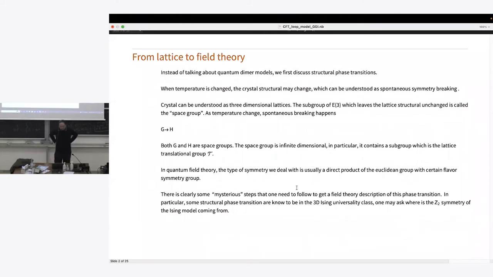These space groups are infinite, because they contain an infinite translational part, right? On the other hand, when we do field theory, what we are usually more familiar with are just Euclidean or some flavor symmetries, right? For example, some structural phase transitions are believed to be in the Ising universality class, and the Ising CFT we play with all the time contains a Z2 symmetry. And where is that Z2 symmetry coming from? There are some steps I hope I will be able to explain to you.